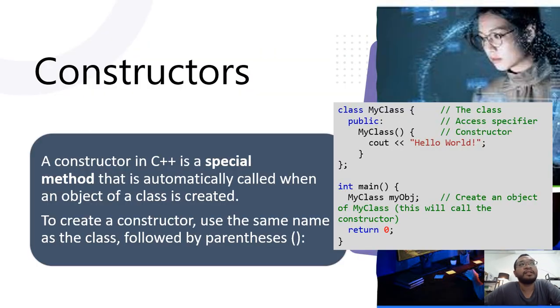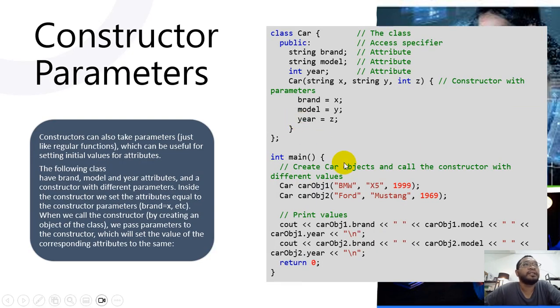And constructor. So constructor is a special method that is automatically called when an object of class is created. To create a constructor, use the same name as the class followed by parentheses. If you want to create a constructor, it will call its own function. So it means that whenever you start your program, this thing will be automatically executed. So this is an example.